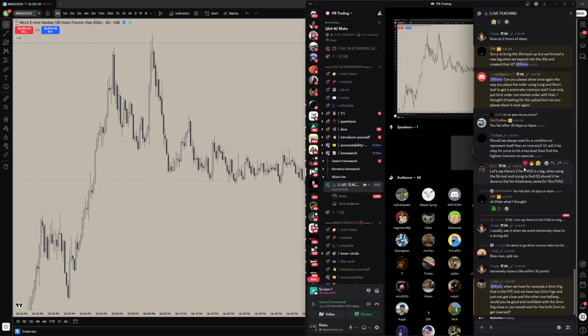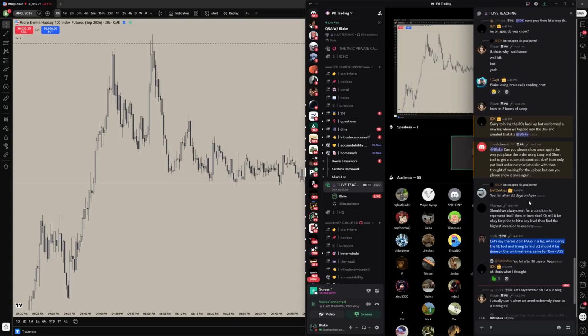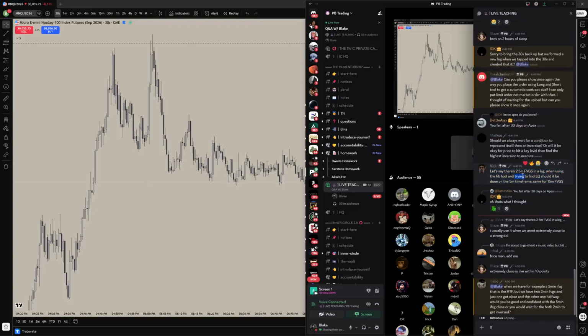Yes. Let's say there's 2 fair value gaps in a leg. When using the fib tool and trying to find EQ, should it be done in the 5-minute time frame? Yeah. Yes.